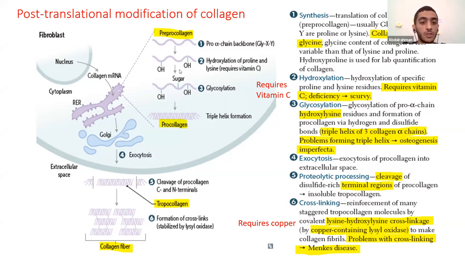And then once we add the hydroxyl and the sugar, it could be sent over to the Golgi and create the triple helix. You're going to send it over to the Golgi, send it outside the cell, cut off the ends, and then get the cross links. All clear? Okay.